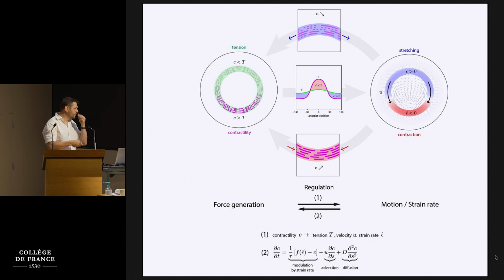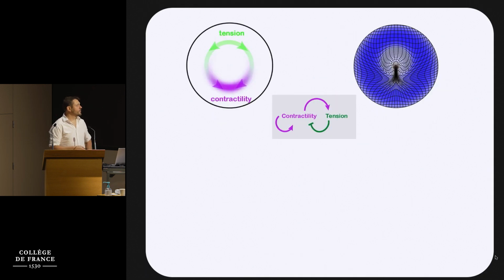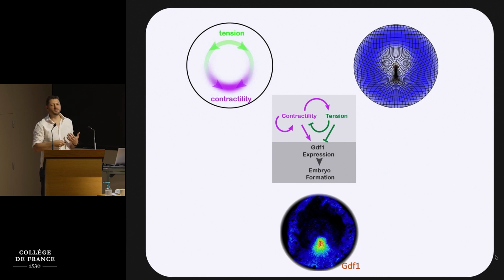So now if you look at the equation, that means that the contractility is regulated through modulation by strain rate. And there is also an advection term because the tissue is moving. And there is also diffusion to allow for non-locality of the contractility. That's how the model works. So that explains very nicely how you shape the embryo. This interaction will give you a primitive streak. But does it explain if it triggers GDF1 expression? That's the next question we wanted to address.